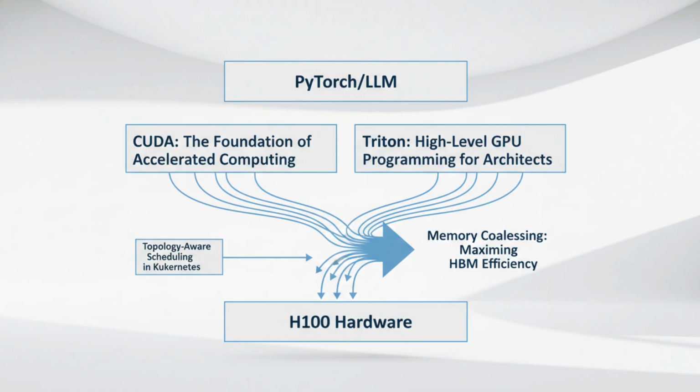Hardware is nothing without the software that orchestrates it. CUDA is the bedrock, providing the low-level primitives for memory management and kernel execution. But we are seeing a shift toward higher-level abstractions, like OpenAI's Triton, which allows developers to write highly efficient GPU code without mastering C++ or PTX assembly. The goal is memory coalescing, ensuring that multiple threads access contiguous memory locations to maximize that 4.8 terabytes per second HBM bandwidth. As an architect, you need to ensure your software stack, from the driver to the container orchestration in Kubernetes, is tuned for GPU direct storage and topology-aware scheduling to keep the pipes full.